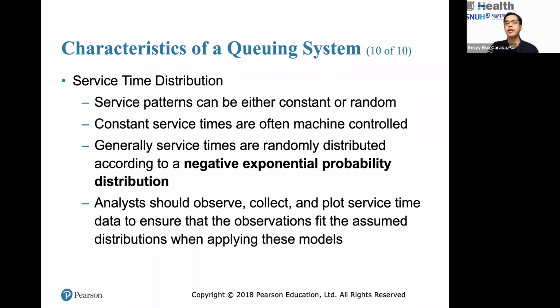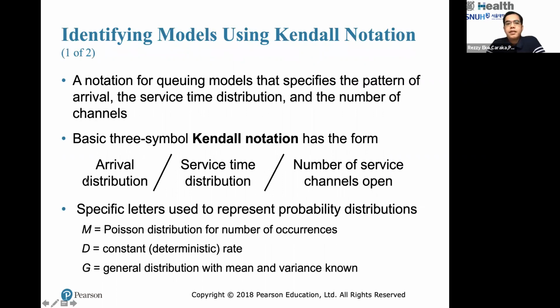So before further statistical analysis, we have to fit our data first. This data can be fit with the exponential distribution or the Poisson distribution. You can use the Kolmogorov-Smirnov method. Some of the applications for further analysis use the waiting line, but we can use Kendall notation here. Kendall notation is a notation for queuing models that specifies the pattern of the arrival, the service time distribution, and the number of channels. So Kendall notation can handle this issue.